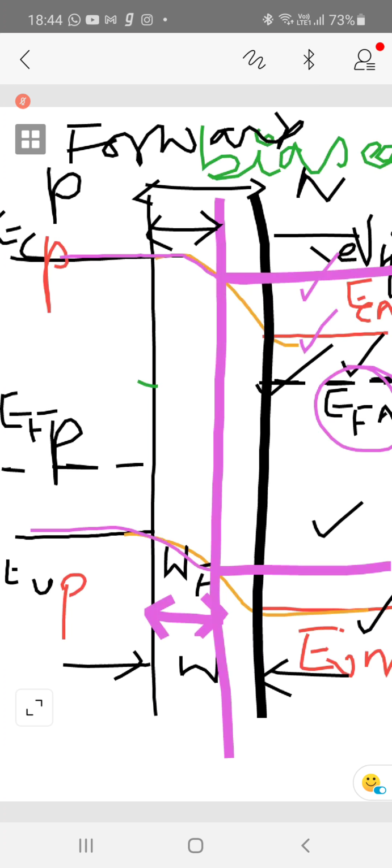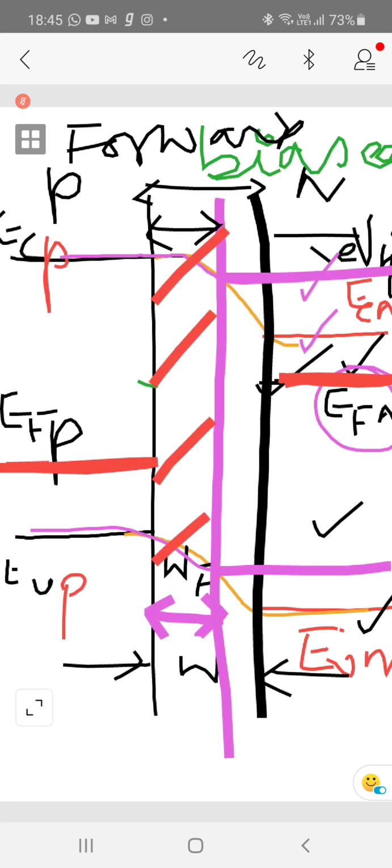Whereas in the P side, things remain as they are, because we are drawing the relative energy band diagram where we are just taking the N side with respect to the P side energy level. So this purple diagram that we have drawn has EFN moved up and EFP lying over here, and this is the width of the depletion region. This is the energy band diagram in forward bias conditions.